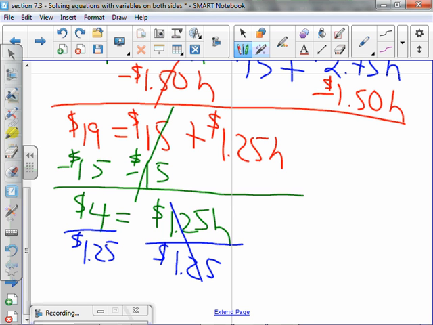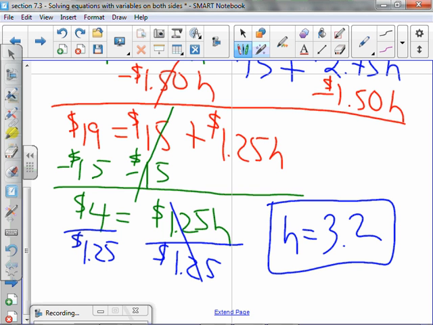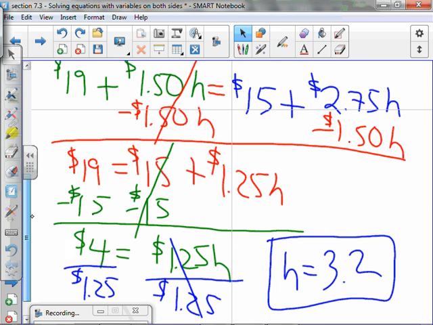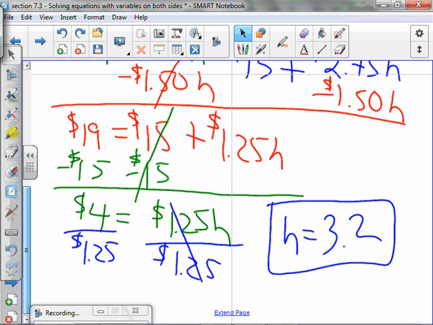And when I do 4 divided by 1.25, on a calculator you can verify it, you get H is equal to 3.2, and that is your number of hours that would make both of these services charge the same. So if you brought your dog in for 3.2 hours, you would pay the same thing no matter which service you went to. If you brought it in for 3 hours, which is less, you would pay less with one or the other. And then if you brought it in for 4 hours, which is more, it would become the other service that was more expensive. Okay? But 3.2 hours is the balancing point where they both charge the same thing.